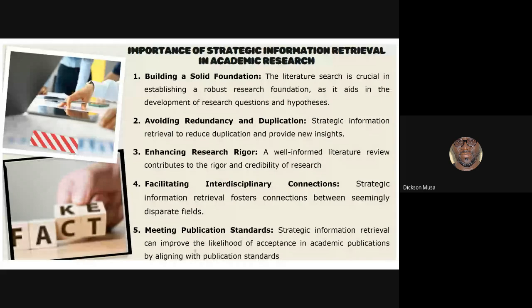It will also help to avoid redundancy and duplication. Sometimes you read several articles that are almost saying the same thing, and you'll have spent your time reading through all the articles to know that they are saying the same thing. So sometimes some information can be redundant. For you to be able to avoid such redundancy and duplication, strategic information retrieval using AI helps to do that.